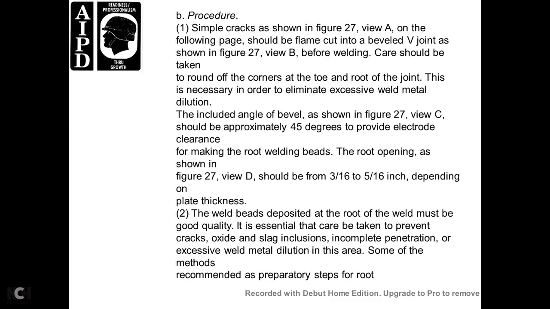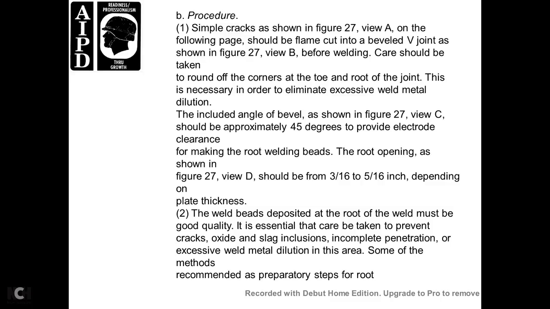Procedure 1. The simple cracks are shown in Figure 27, view A, on the following page, showing the flame cut, bevel V joint as shown in Figure 27, view B. With the welding, care should be taken to round off the corners of the toe of the root of the joint as necessary in order to eliminate excessive weld metal dilution. The angle of the bevel, shown in Figure 27, view C, should be approximately 45 degrees, provided the electrode makes the root weld beads. The root opening, shown in Figure 27, should be 3/16 to 5/16 of an inch depending on the plate thickness. The weld beads deposited in the root of the weld must be of good quality. Essential care must be taken to prevent cracks, oxide, slag inclusion, incomplete penetration, and excessive weld dilution in this area.